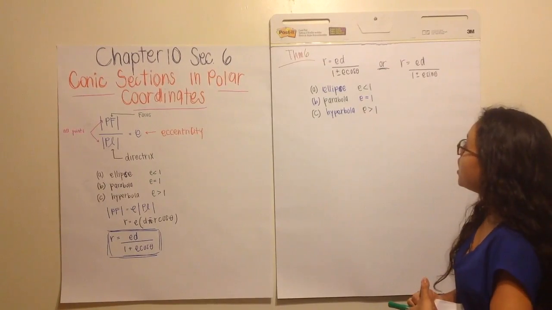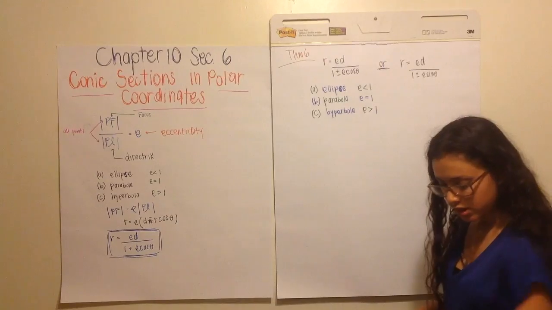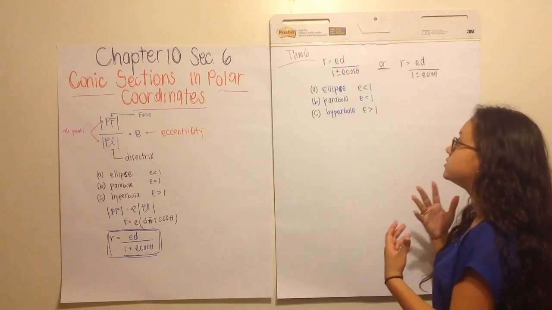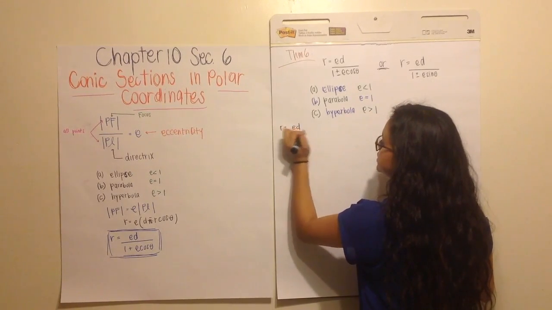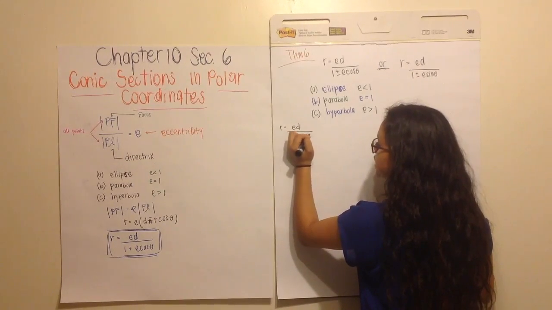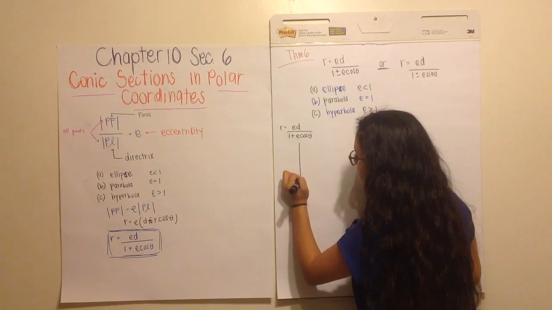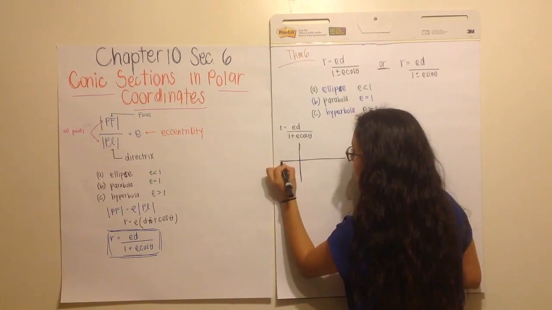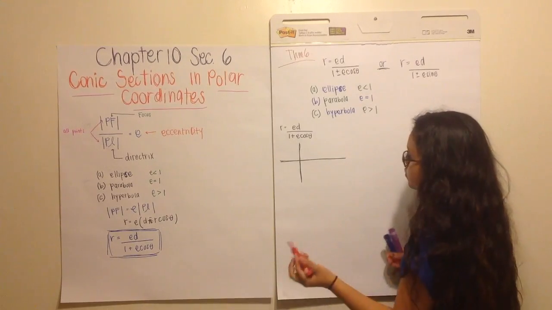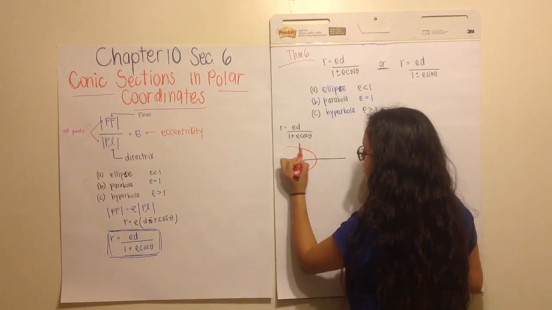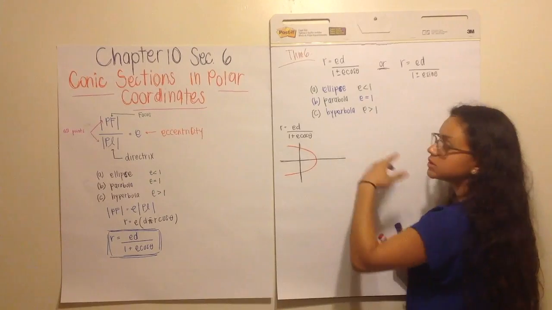So, for all you visual learners, to better understand Theorem 6, we'll try to sketch it so you can actually understand what Theorem 6 says. For example, when r equals e times d over 1 plus e times cosine theta, your graph should look like this. In this case, this is a parabola, where e would equal 1.